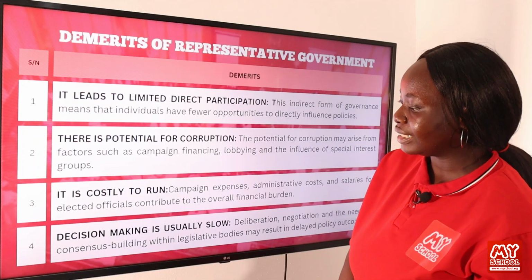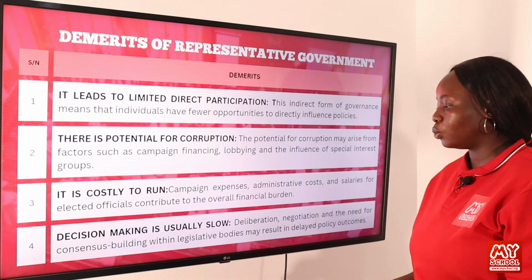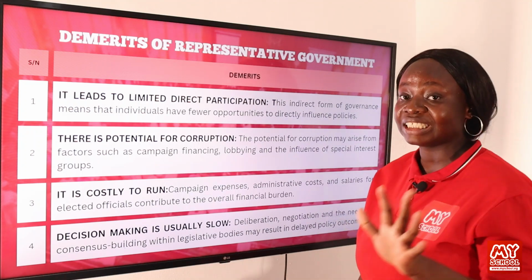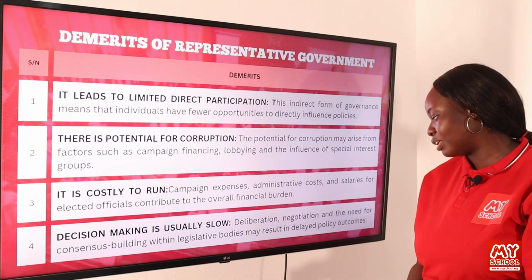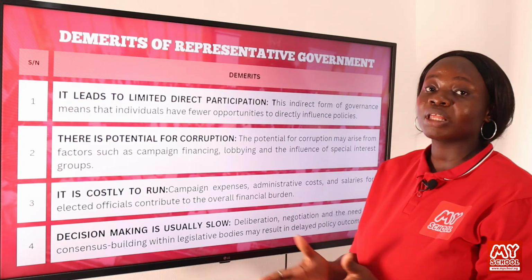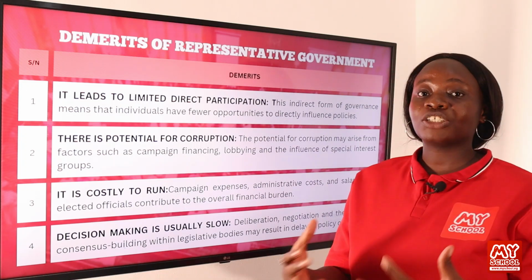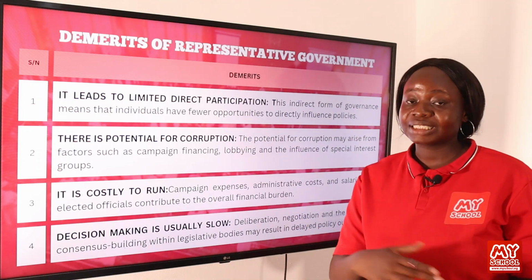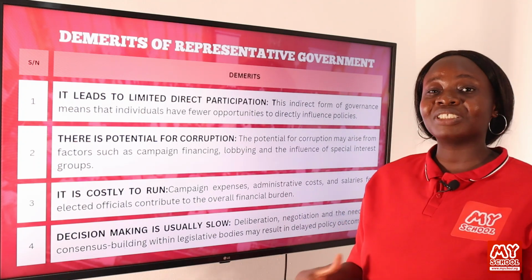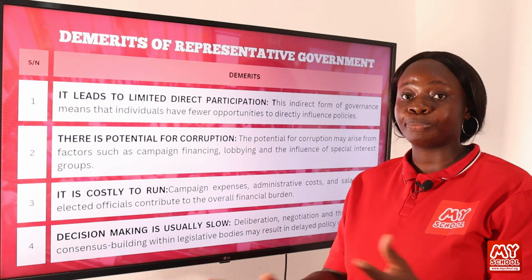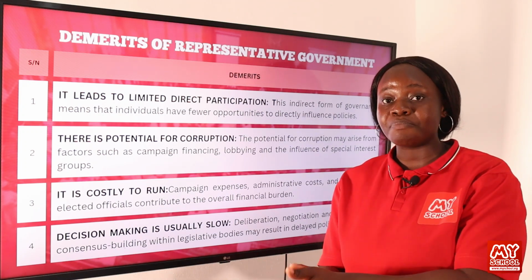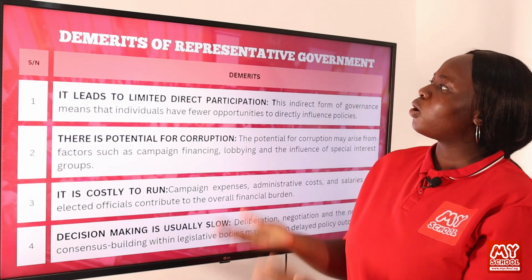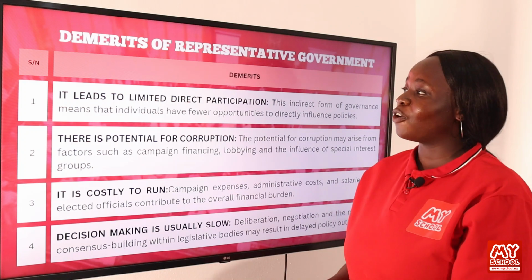And that demerit is the decision making is usually slow. Deliberation, negotiation, and the need for consensus building within legislative bodies may result in delayed policy outcomes. Remember, we talked about how in the legislature there has to be some form of consensus before laws are made and before policies can be implemented within society. So all of this usually leads to slow decision making as opposed to a direct democracy where they can make decisions on the spot when all the citizens agree. So these are all the demerits of representative government.